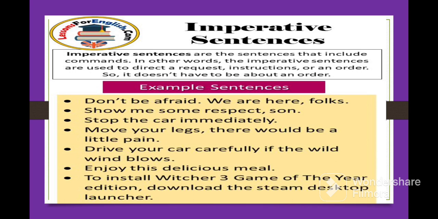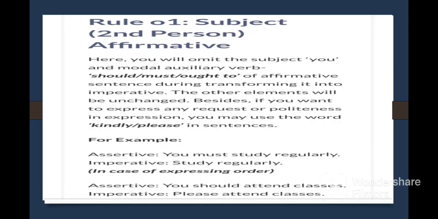Okay, now let us see what is an imperative sentence. Imperative sentences are the sentences that include commands or requests also. In other words, imperative sentences are used to direct a request, instructions or an order. So it need not be an order. And most of the imperative sentences start with the main verb.